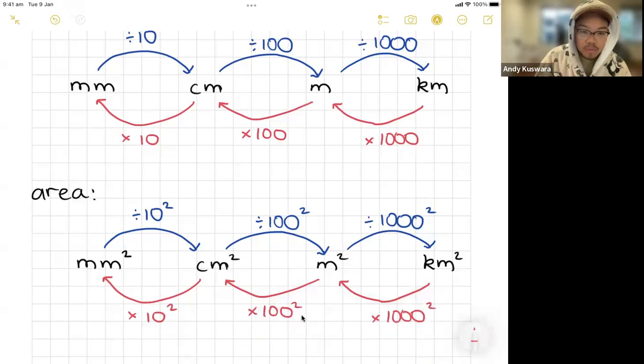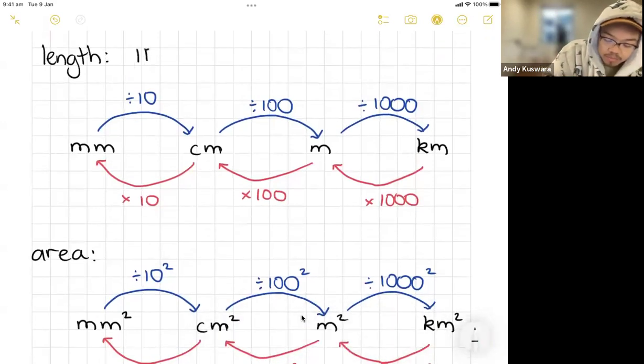Now, if I'm talking about area, because my units are now squared, the way that I change my units is also divide by 10 squared, divide by 100 squared, divide by 1,000 squared, or times by 10 squared, times by 100 squared, times by 1,000 squared. Okay. So that's area. Now I'm going to take it one further.